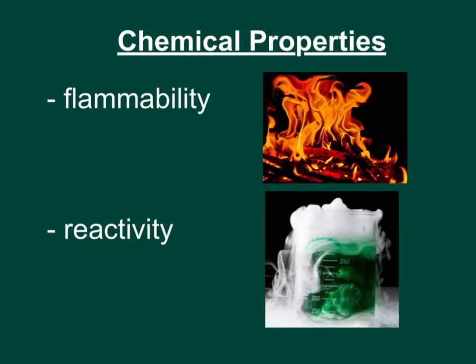Chemical properties are a little easier because there aren't as many to remember. The ones that we're going to be most concerned with are flammability, which is the ability of a substance to go into flames or burn, and reactivity. Reactivity is a pretty open-ended statement. Reactivity simply describes the ability of a substance to react chemically with another substance.